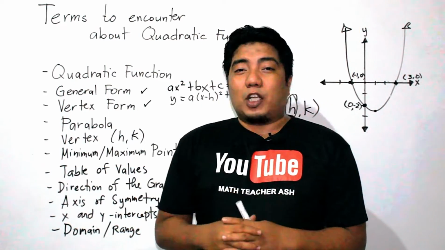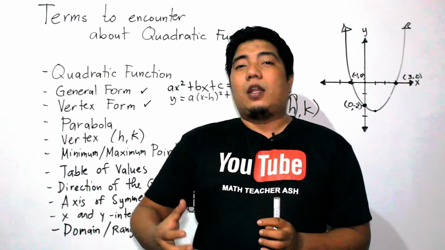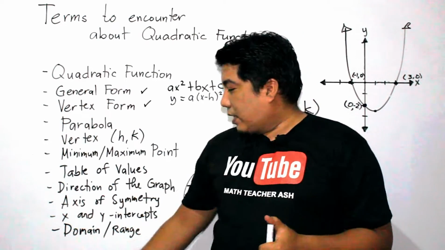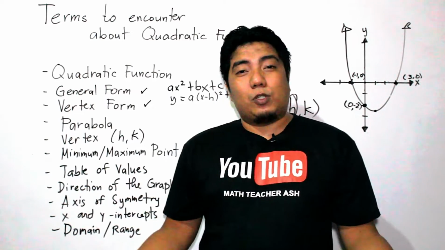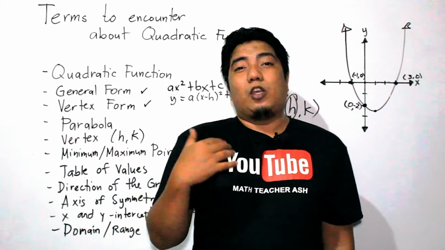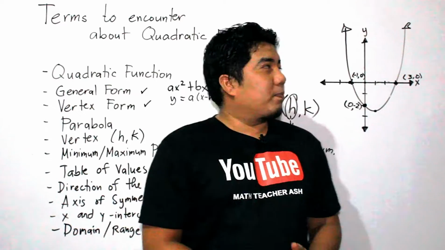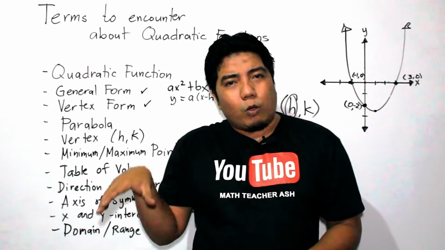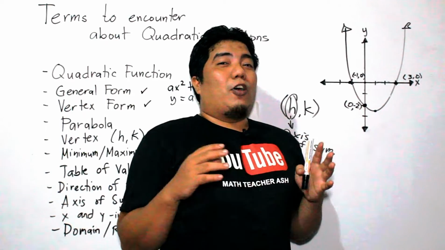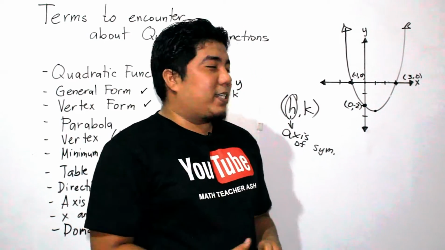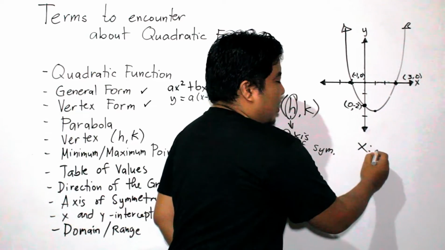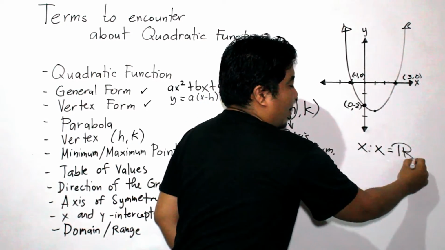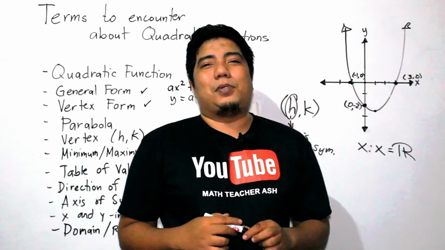Talking about quadratic functions, we will always tap the terms domain and range. The domain represents your x values, while the range represents your y values. Now, in the given parabola, whether it is upward or downward, the domain of the quadratic function is basically x, such that x is equal to the set of real numbers.